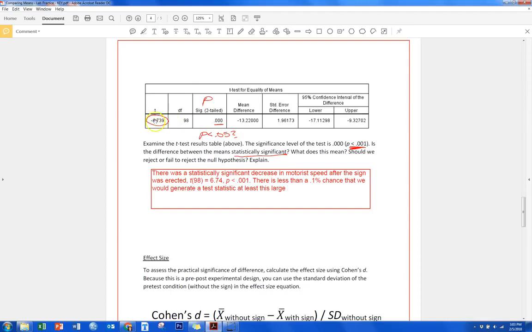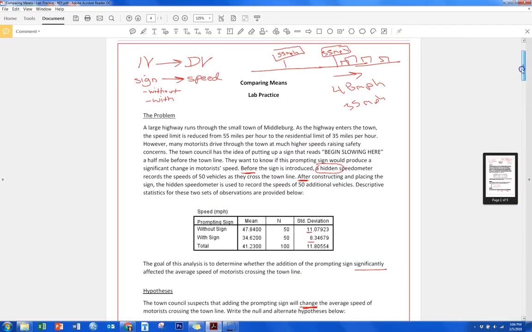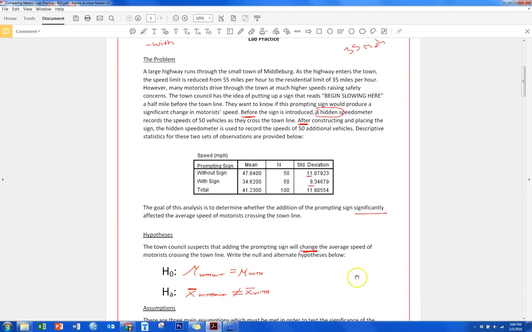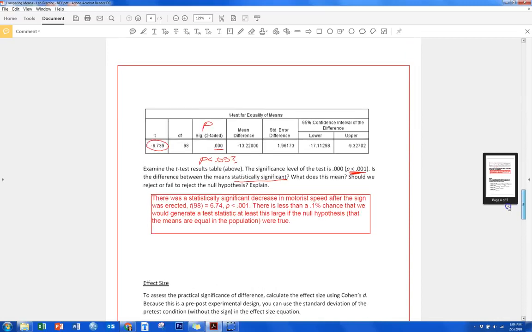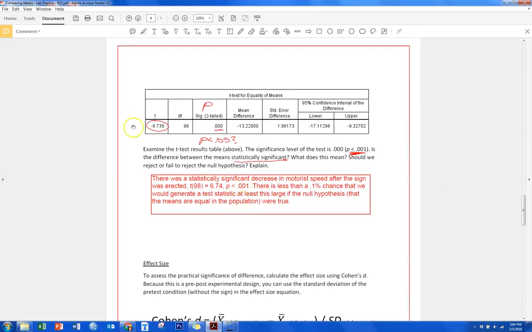So we run this test and get this t statistic, at least this big, if the null hypothesis that the means are equal in the population were true. If the null hypothesis were true, out in the population, there's no difference. So if you were to have an infinite number of hypothetical people driving with the sign, without the sign, and there really was no difference, and yet we were able to randomly collect these data and come up with this test statistic, the 6.7, there's less than a 0.1% chance that would happen.